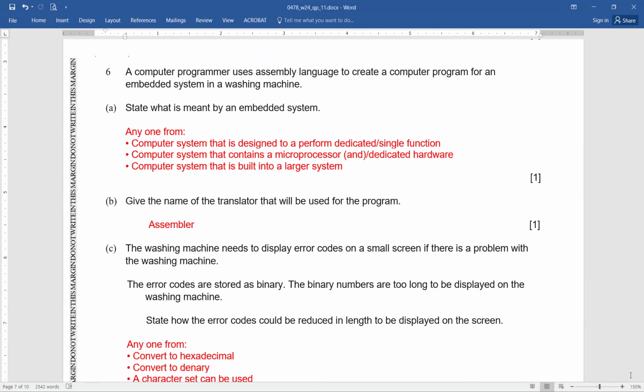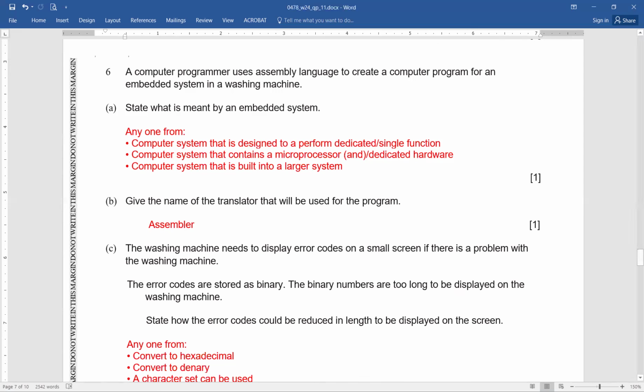State what is meant by an embedded system. So I hope that we know the definition of an embedded system: a computer system that is designed to perform a dedicated task, a computer system that contains a microprocessor or has dedicated hardware, a computer system that is built into a larger system. You can see the larger system is your washing machine, and the embedded system is built into the large system to make it work on any one dedicated task, any one dedicated function.